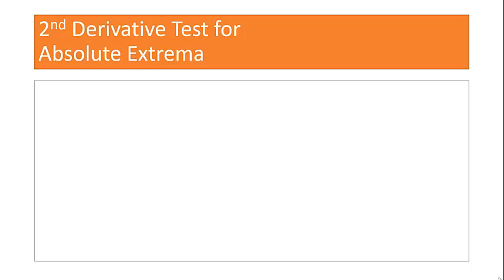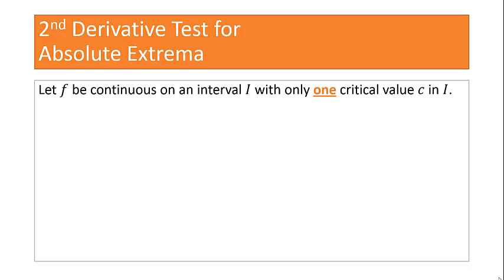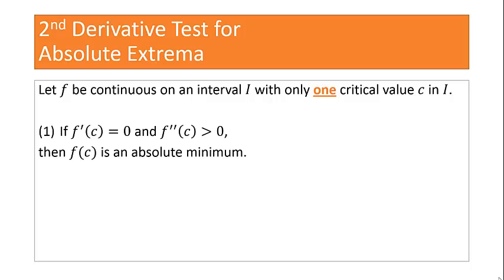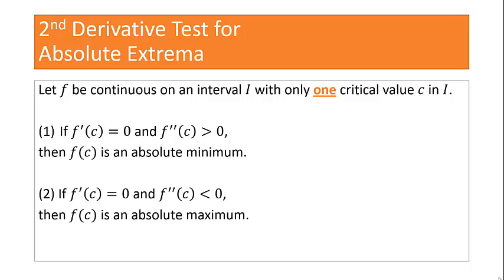The second method for finding absolute extrema is to use the second derivative test for absolute extrema. It says, let f be continuous on an interval I with only one critical value x equals c in the interval. If the first derivative f'(c) equals 0 and the second derivative f''(c) is positive, then f(c) is an absolute minimum. If the first derivative equals 0 and the second derivative f''(c) is negative, then f(c) is an absolute maximum.